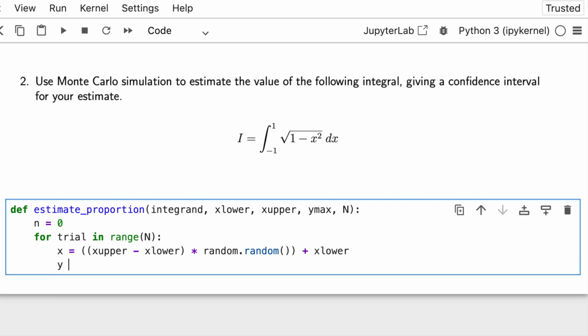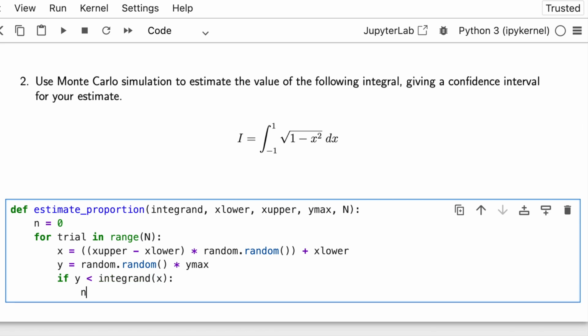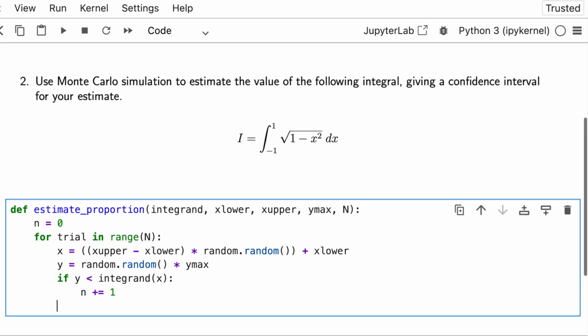We will sample a y coordinate. This will be a random number between 0 and 1, multiplied by y max, so a random number between 0 and y max. Together, x and y are a point within that rectangle. We then want to check whether that point lies under the curve or not, and if it does, we add 1 to our count of the number of points under the curve. And finally we will return the proportion of points under the curve, which is the number of points under the curve divided by the number of points sampled.